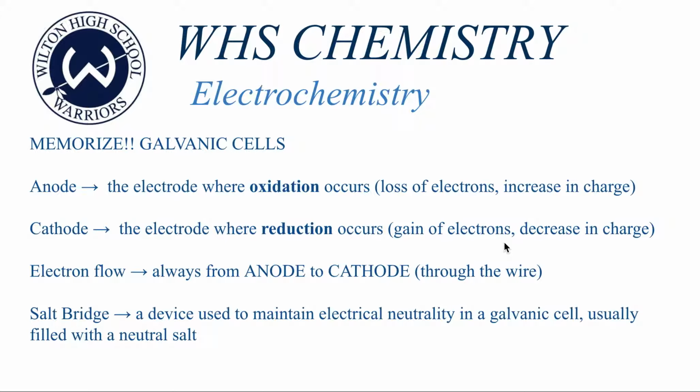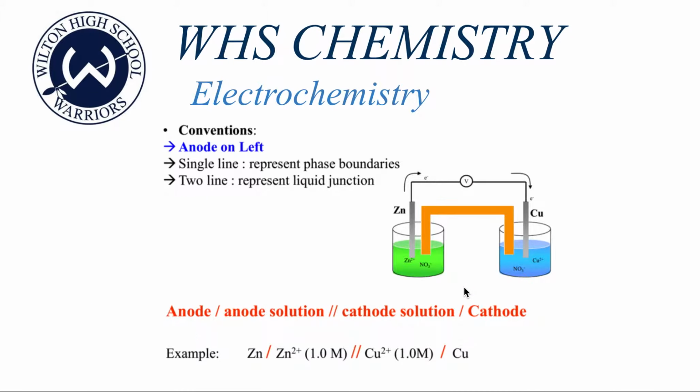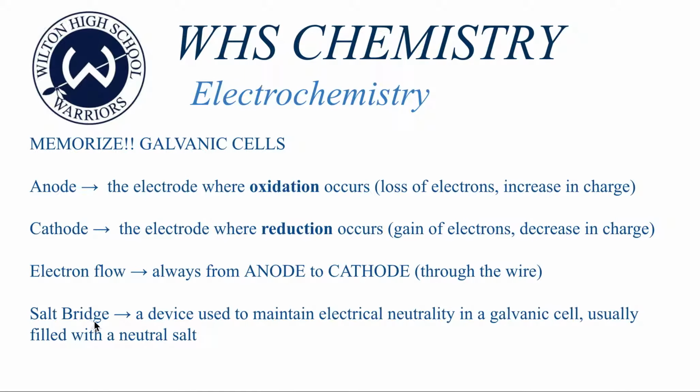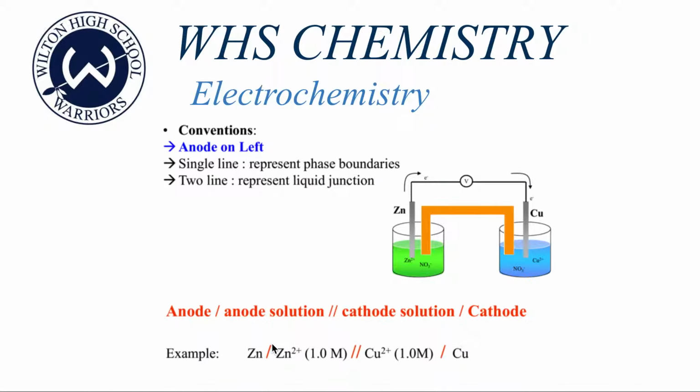Electron flow is always from the anode to the cathode, through the wire. If you saw in the previous image, the electrons are transferred through the wire. A salt bridge is a device used to maintain electrical neutrality in a galvanic cell, usually filled with a neutral salt that will split up into ions and balance the charges in each cell.